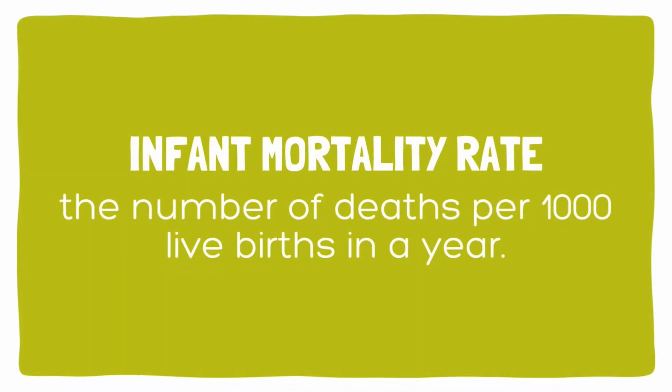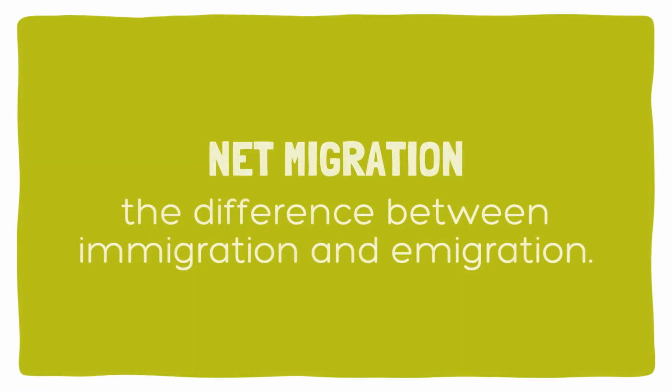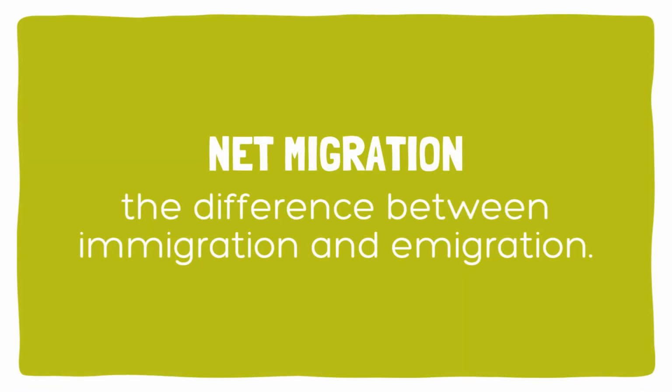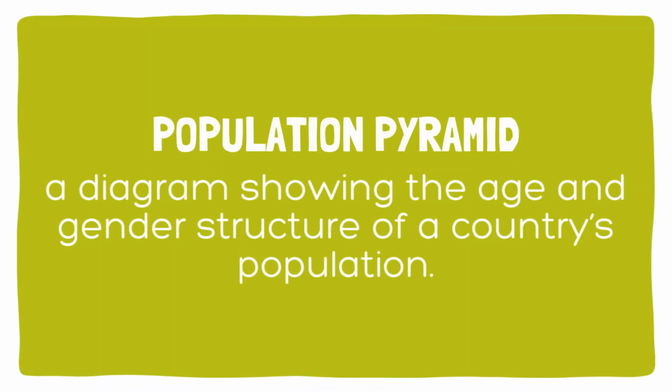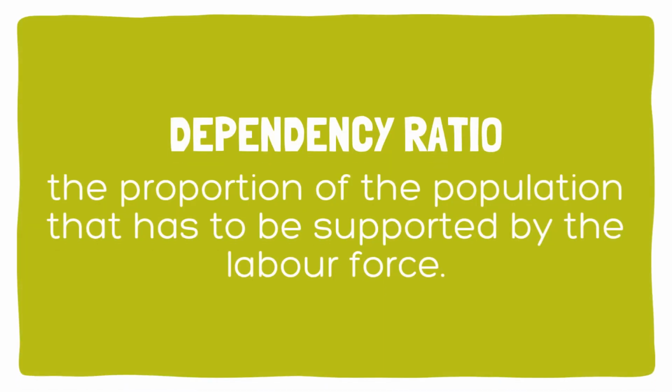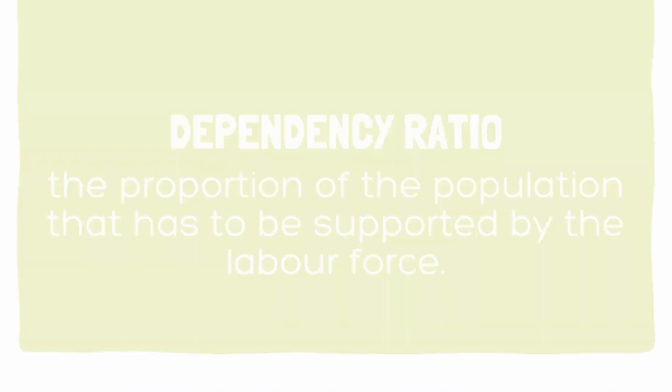Infant mortality rate is the number of deaths per 1,000 live births in a year. Net migration is the difference between immigration and emigration. Population pyramid is a diagram showing the age and gender structure of a country's population. Dependency ratio is the proportion of the population that has to be supported by the labour force.